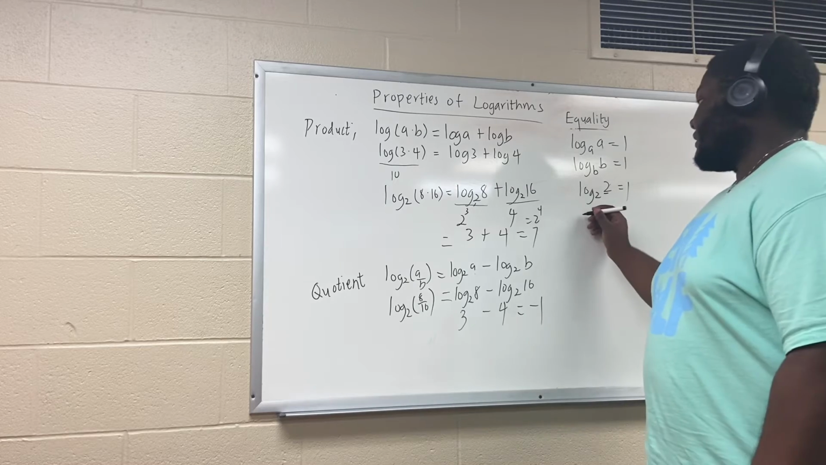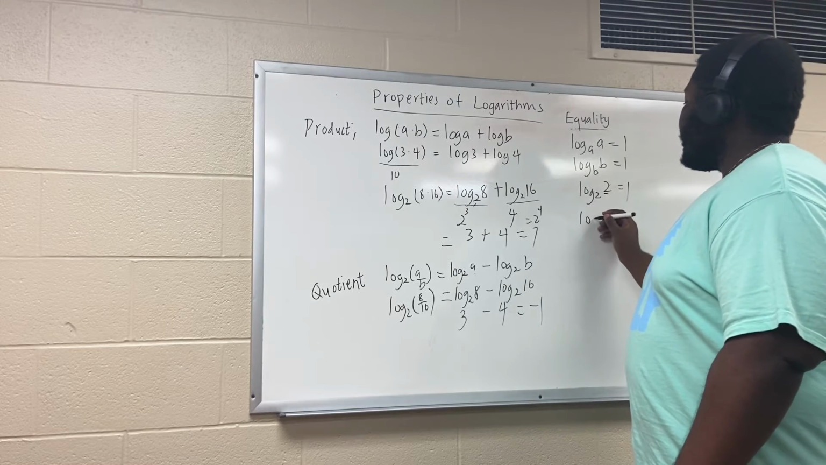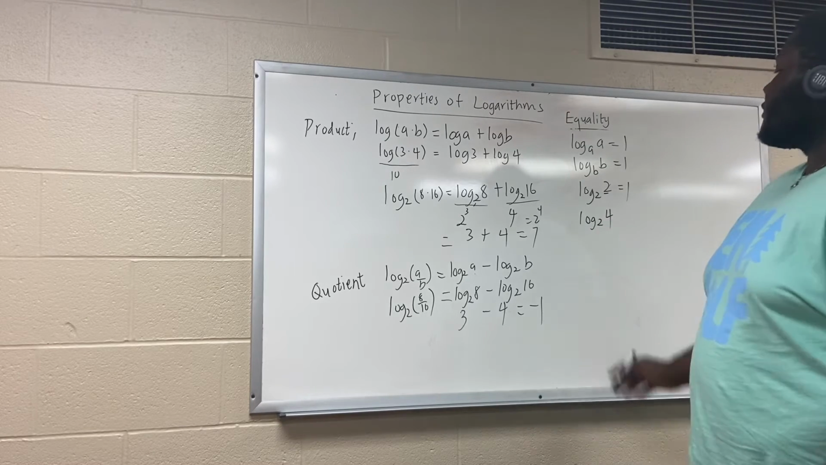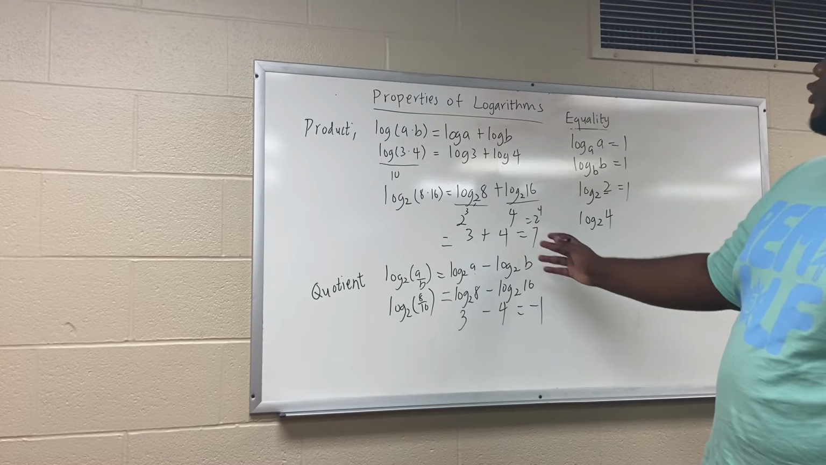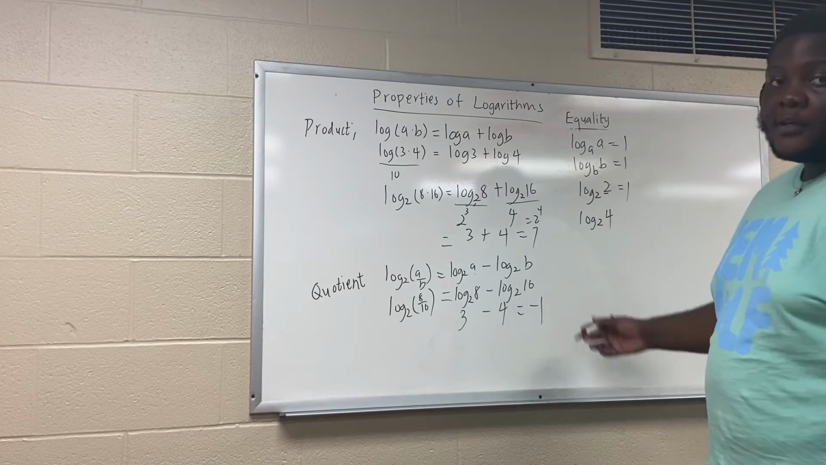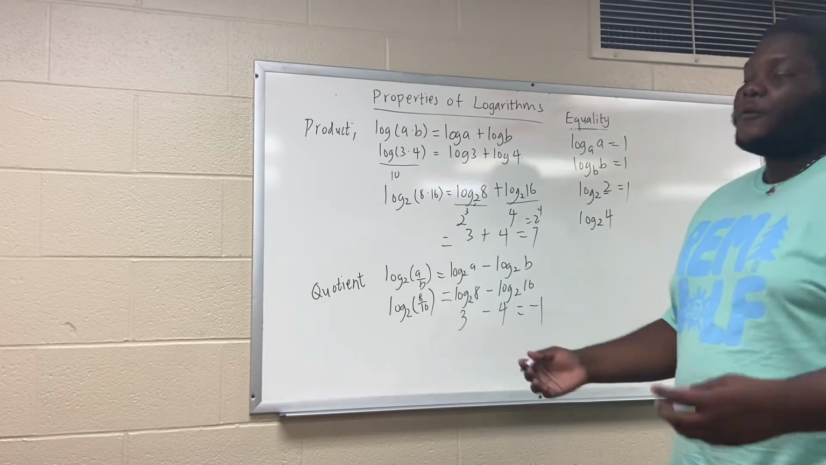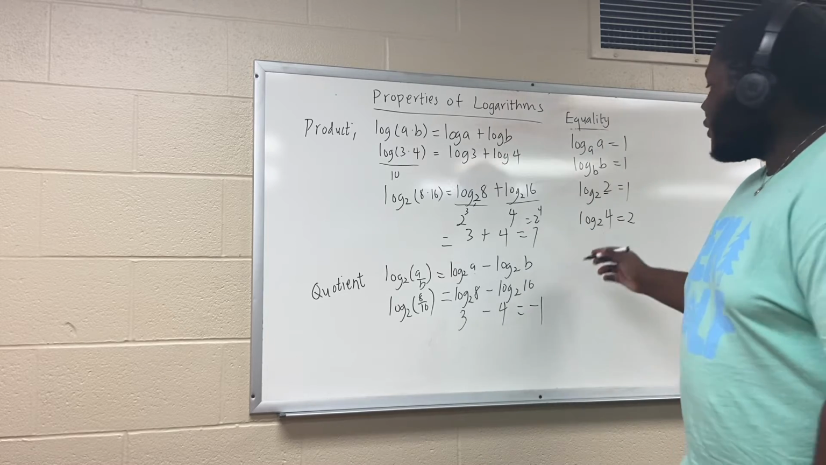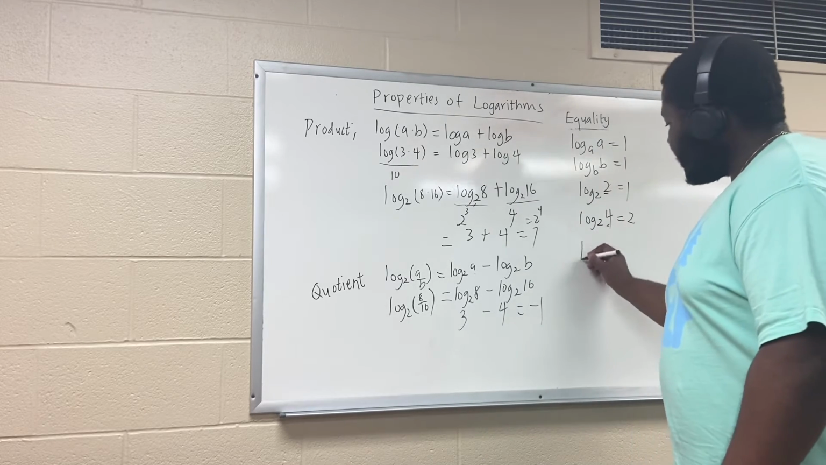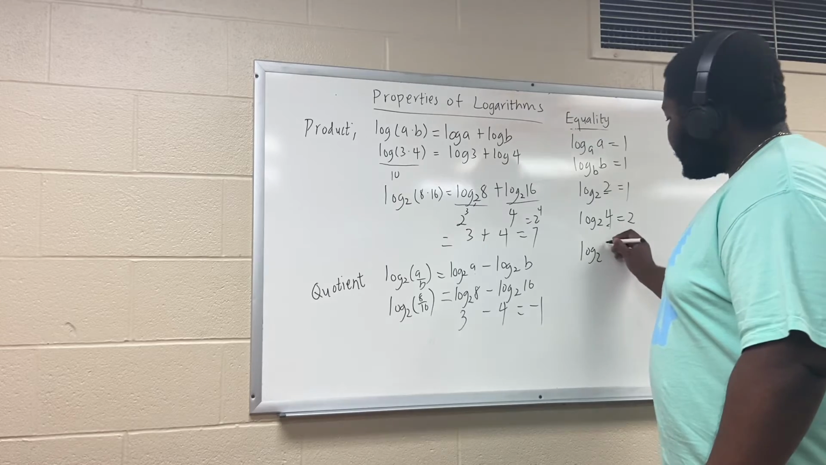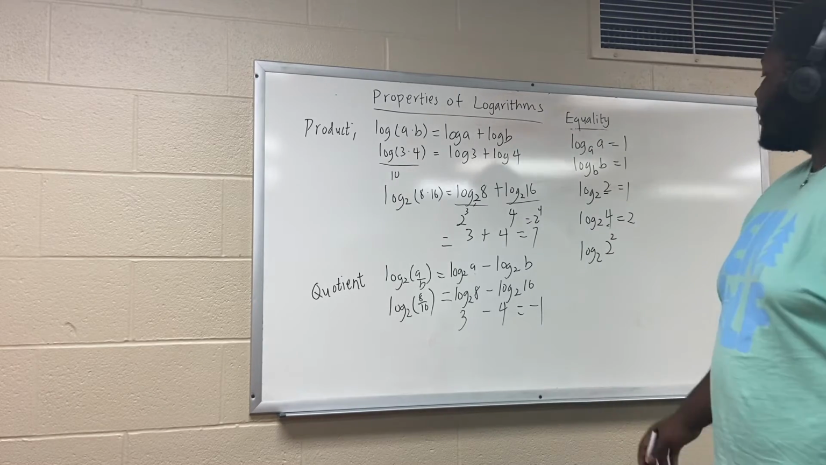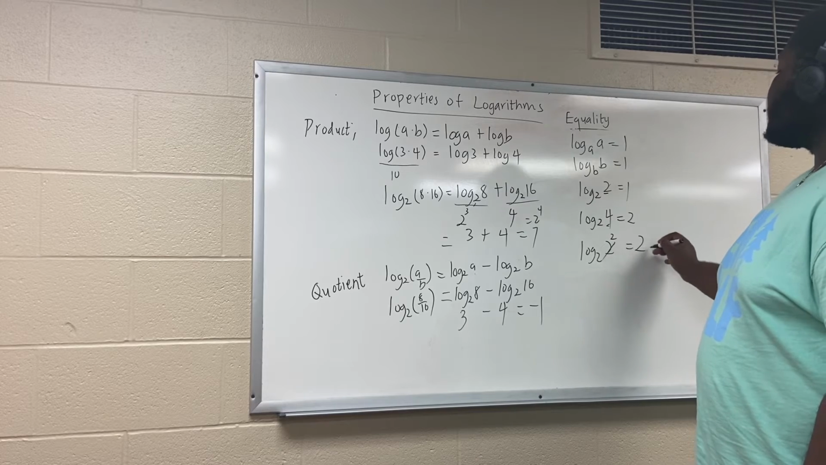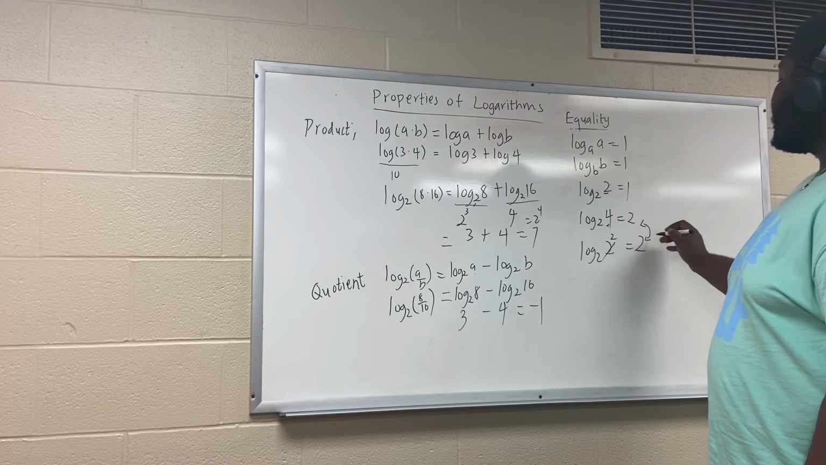We can do another example. Log base 2 of 4. For something like this, you could use the old method: what number do you have to raise 2 to in order to get 4, which would be 2. But because we're using this equality rule, we can rewrite 4 as log base 2 of 2 to the power 2. So the 2's will cancel out, leaving us with 2, which is the same thing.